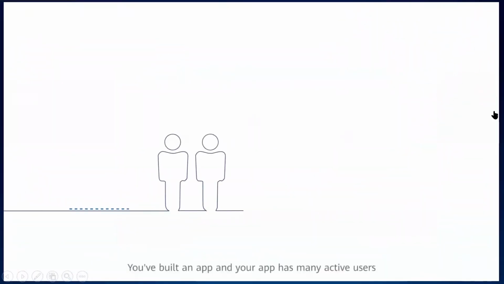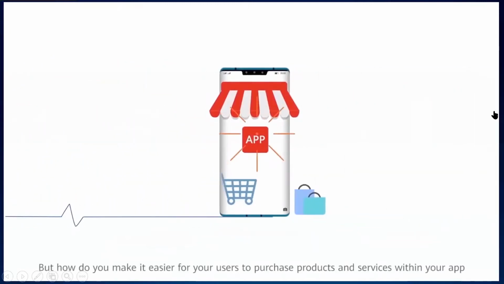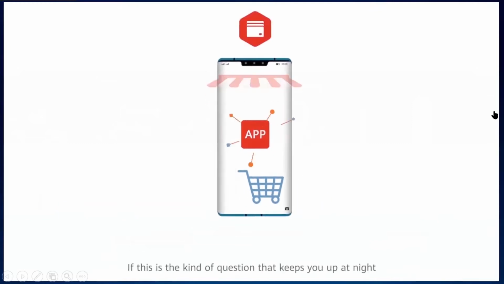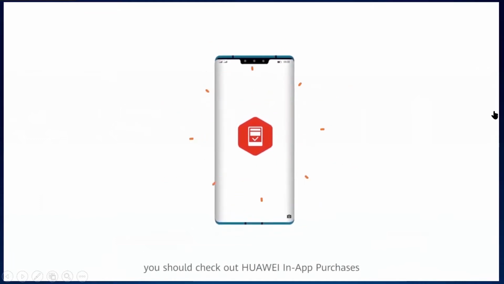You've built an app, and your app has many active users. But how do you make it easier for your users to purchase products and services within your app? If this is the kind of question that keeps you up at night, you should check out Huawei In-App Purchases.